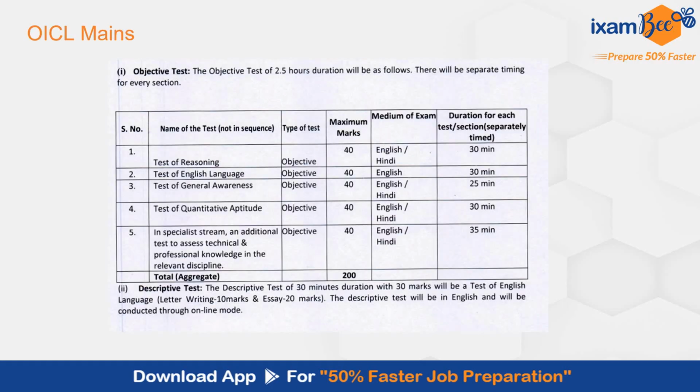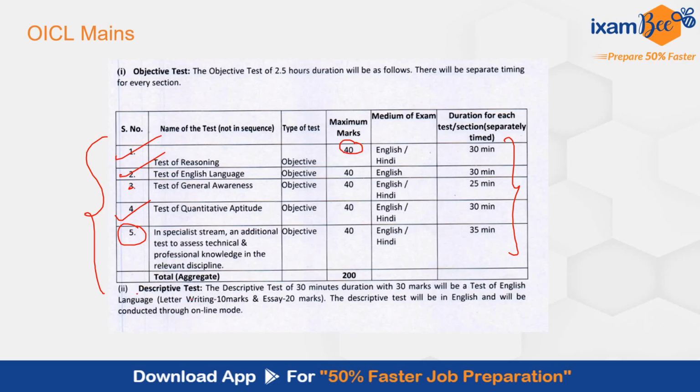Starting with the exam pattern, there are two tests. एक objective test है, one is descriptive test. In objective test, you have 5 subjects. There are 40 questions in each subject and it is of 40 marks. Sectional timing is present, sectional cutoff is present. Reasoning, English, general awareness, quantitative aptitude, everything is there. In specialist stream, there are legal subjects, legal questions, and the syllabus has also been disclosed by OICL.